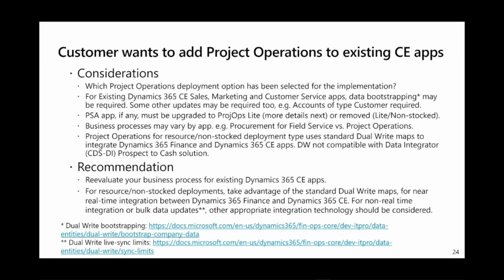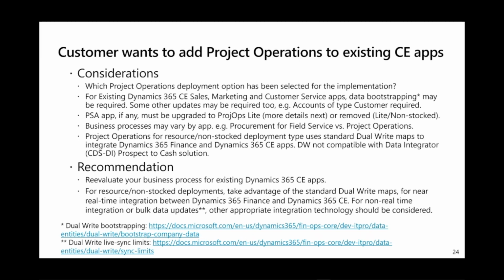And you may also need some other updates that you need to consider. So for example, project operations integrated expects that accounts are of type customer so that they can be synchronized over to customers in finance and operations for project accounting. Another consideration is that if one of those existing customer engagement apps is PSA, then that either needs to be upgraded to project operations light, and we're going to talk more about that in a moment, or it needs to be removed if you're talking about a light or a non-stocked implementation.